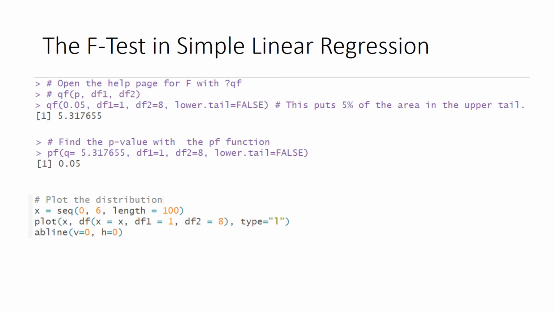You can plot this F-distribution by defining x as a sequence of 100 numbers between 0 and 6. Plot x, df(x, df1 = 1, df2 = 8), and type equals L for line, and abline(v = 0, h = 0) draws a vertical line at x equals 0 and a horizontal line at y equals 0.